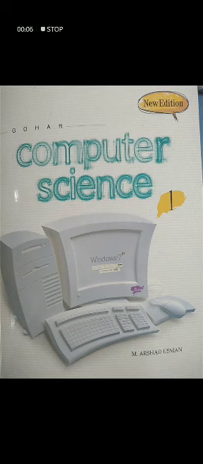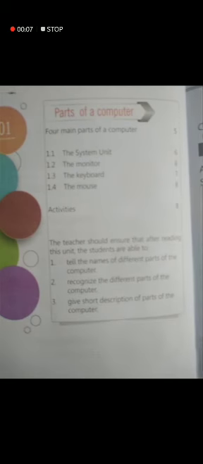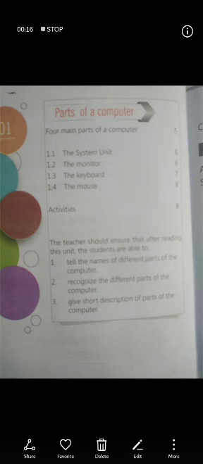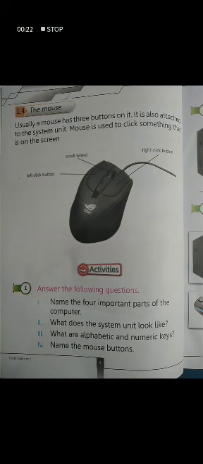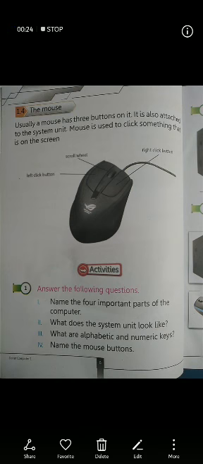This is our computer book, and students, we have done our chapter number 1 reading, and the name of chapter 1 is parts of a computer, यानी कि कंप्यूटर के हिस्से. Students, in the previous lecture we did our exercise 1, which is answer the following questions.